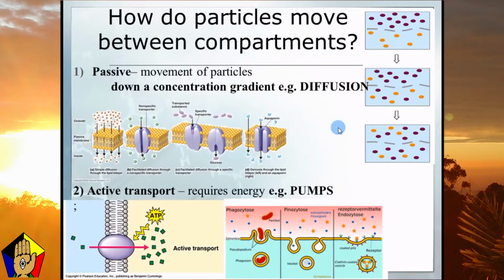So how do things move? I already said diffusion. The key to remember is that diffusion is always passive, no energy required. The other thing about diffusion is it always moves down a concentration gradient. It will always go from high concentration to low. Things are crowded, they don't like being crowded, so they space out.